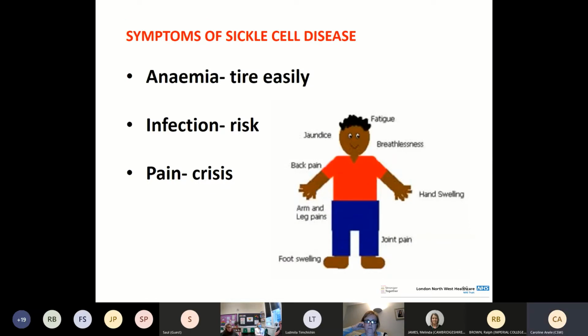Symptoms of sickle cell disease. The three main symptoms are anemia, so that's lack of blood, and it makes them tire easily. Infection, and also pain crisis.